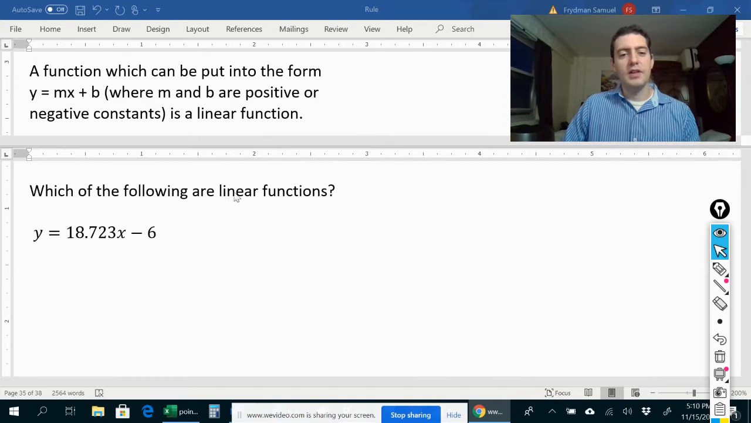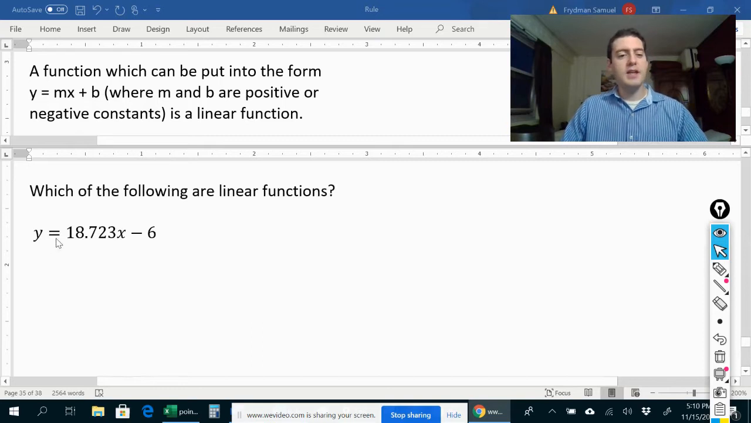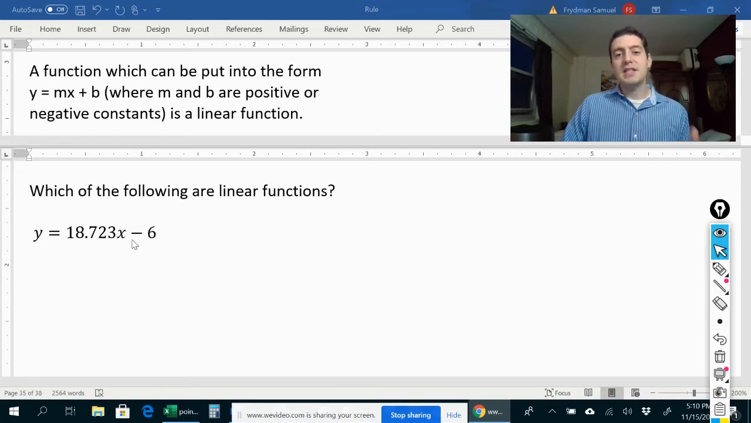Which of the following are linear functions? Here's just one example and then we'll do more. The first example is y equals 18.723x minus 6. Is this a linear function? Well, to answer that, I need to know, can I get this equation into this form? And in fact, it's already pretty close. We have y all by itself, and then equals some number times x, and then plus b. Here we have minus 6. Remember, m and b are just numbers. They can be any numbers, positive or negative.